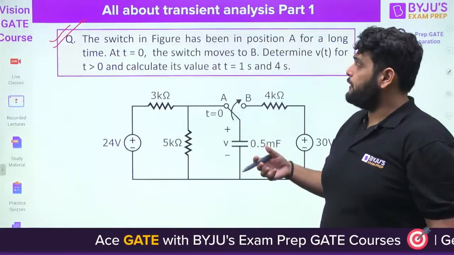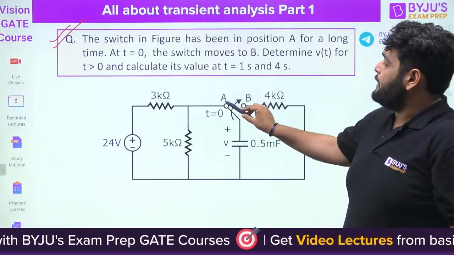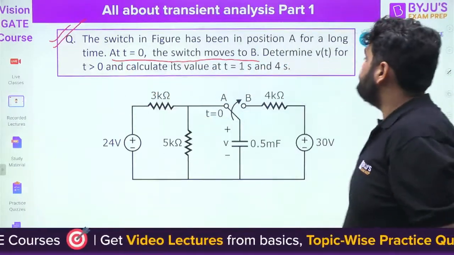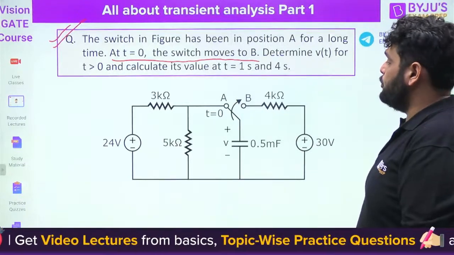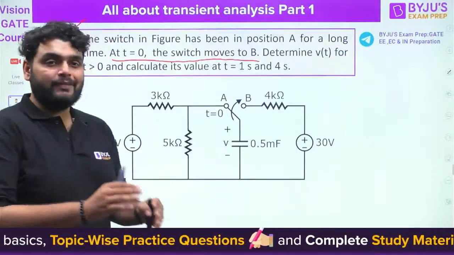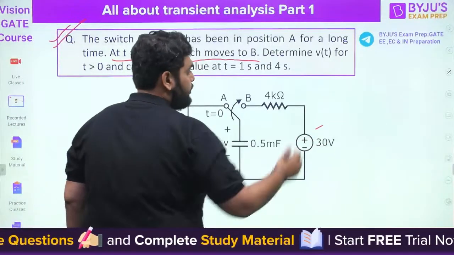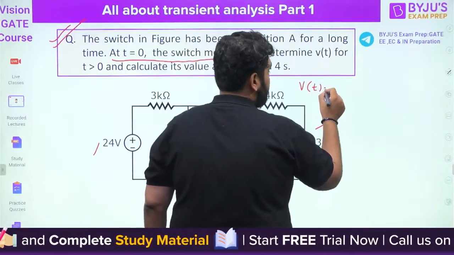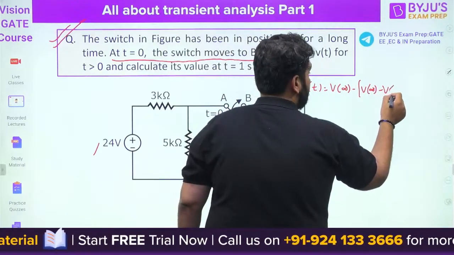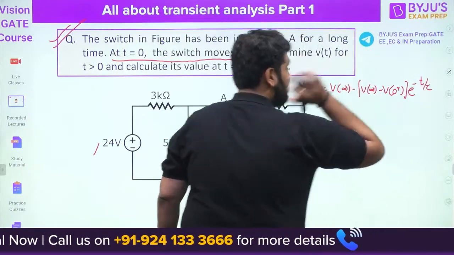The question is, the switch in the figure has been in position A for a long time. At t equal to 0, the switch moves to position B. This means a disturbance occurred in the circuit. Determine Vt for t greater than 0. We need to find out the capacitor voltage here. So again, the shortcut formula. Just remember the shortcut formula because we have a DC source here. According to the shortcut formula, Vt is equal to V infinite minus (V infinite minus V0 plus) e raised to power minus t by tau. This is the shortcut formula.